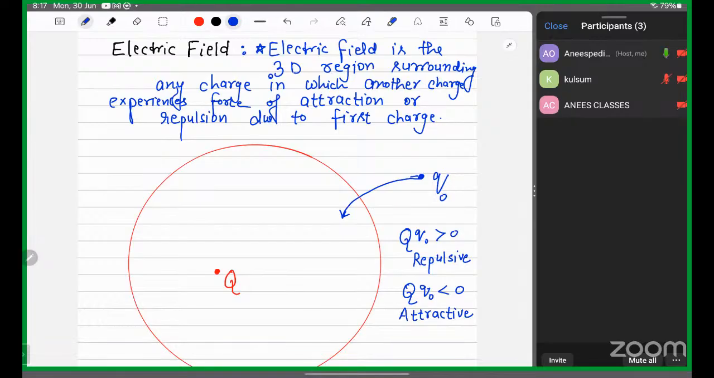So if you will have both the charges with positive polarity, multiplication will be positive, and if you have both the charges with negative polarity, again multiplication will be positive. So if the multiplication of charges is positive, तो ये क्या हो जाएगा आपका, रिपल्सिव हो जाएगा. And if the multiplication is less than 0, it will be of attractive nature.